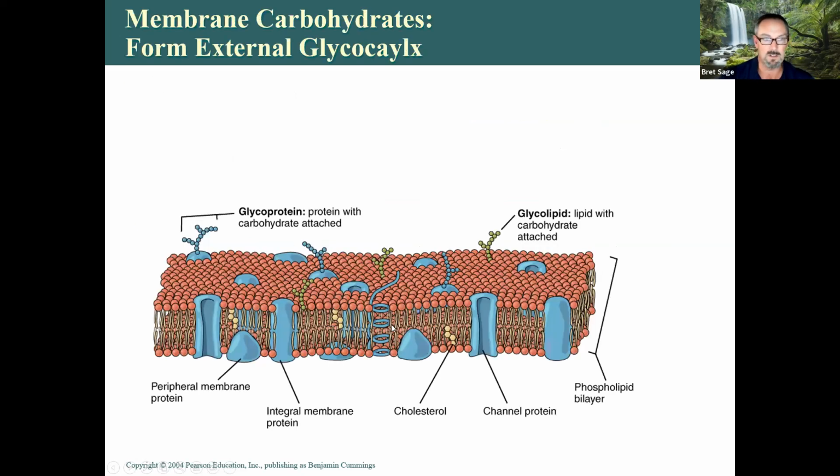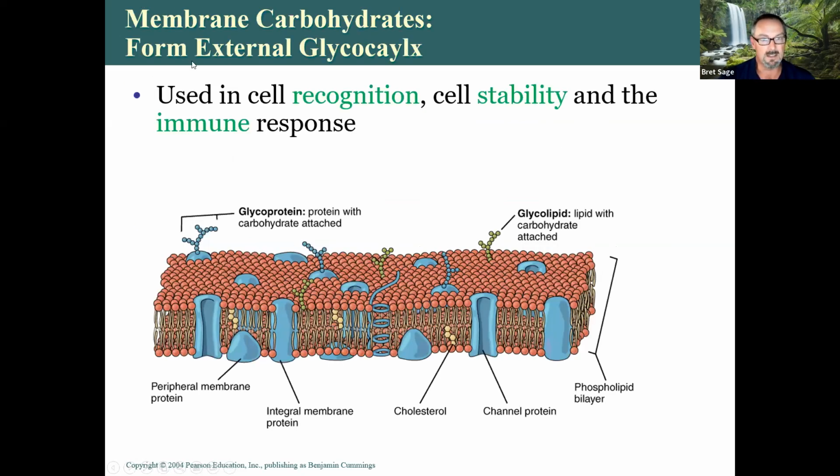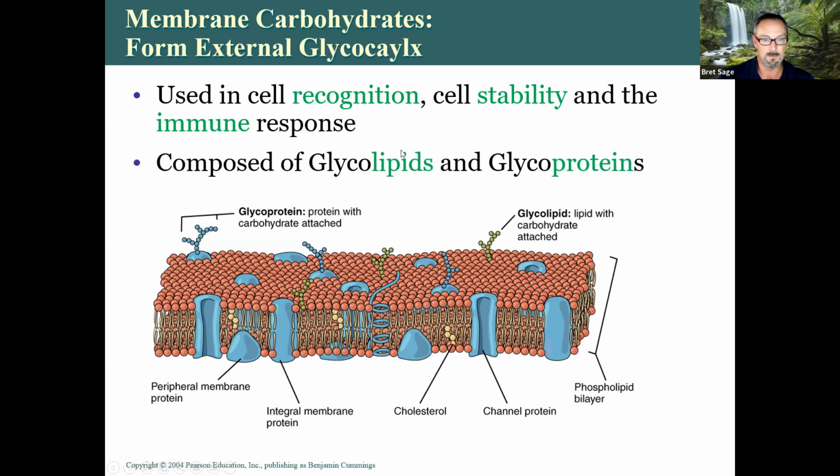Okay, here's that same image that I wanted to show you. This is the glycocalyx, made up primarily of glycoproteins, but also glycolipids. Notice that they're sticking out from the surface so that white blood cells involved in cell recognition can check to see whether or not this is you or an invader. So it's used in cell recognition, cell stability, and the immune response. It's composed of both glycolipids and glycoproteins, and you see them here in this image. I believe this image is from your text.